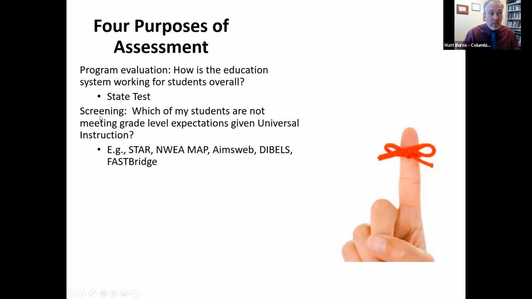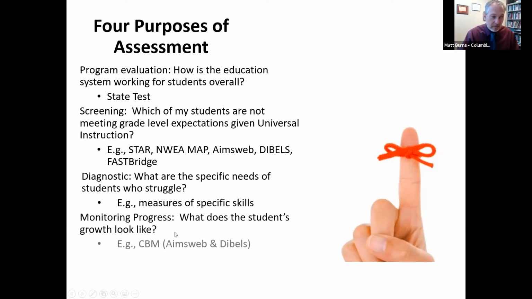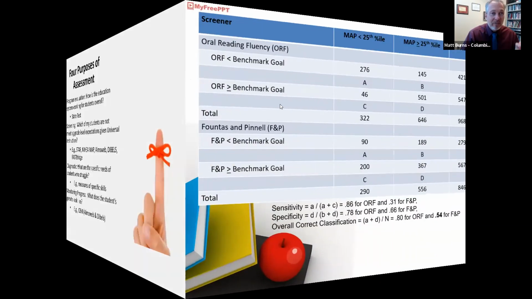Now, I'm more interested in the next 3. Screening, which is which of your kids are not meeting expectations, which kids need help. Diagnostic, once we see the kids who need help, now let's look and see what the needs of those kids are through diagnostic assessments. And then lastly, you monitor student progress. The measure that you use should match the purpose for which you're using it. That sounds like a simple statement, but you'd be surprised how often that's not the case.